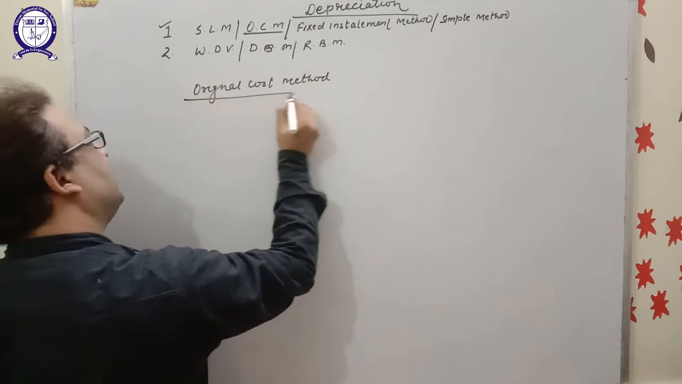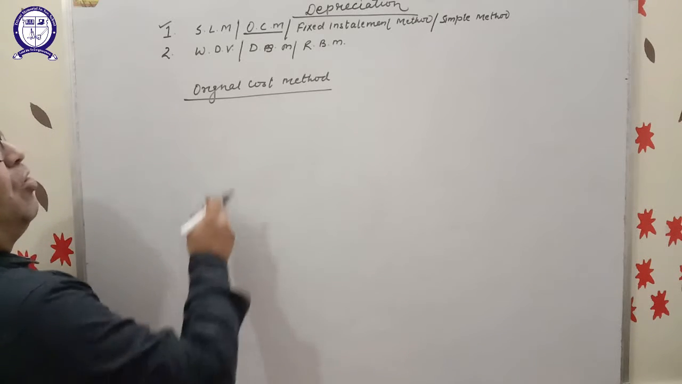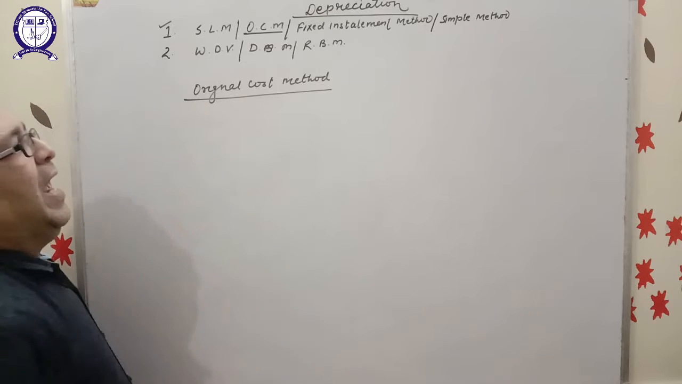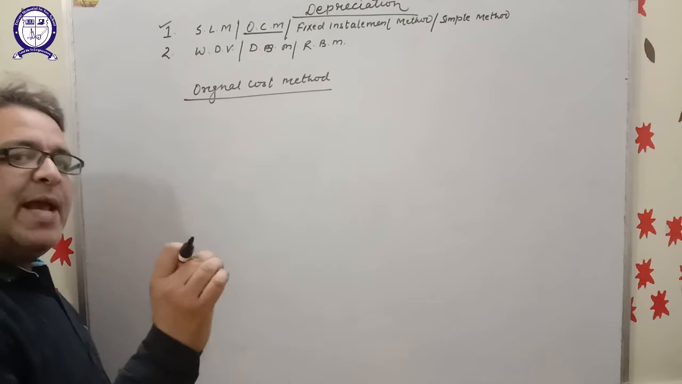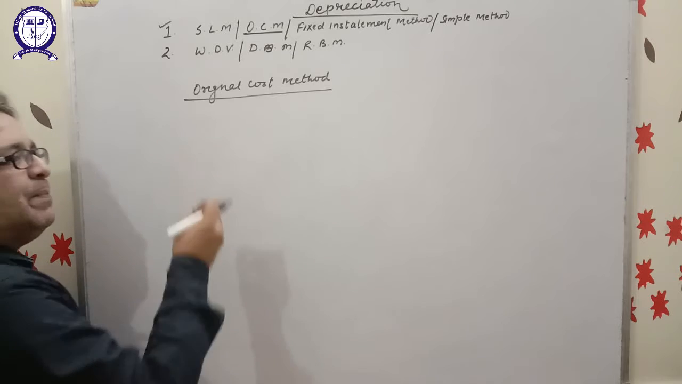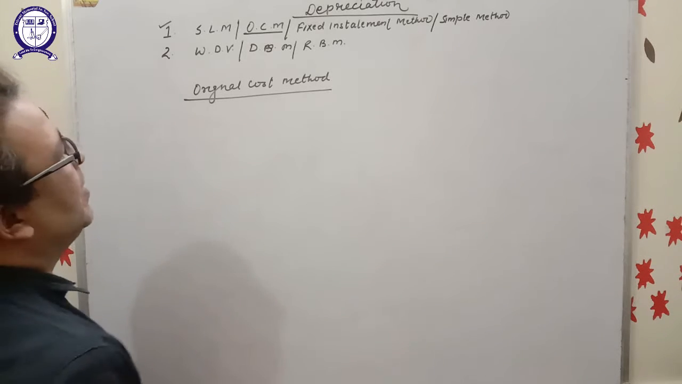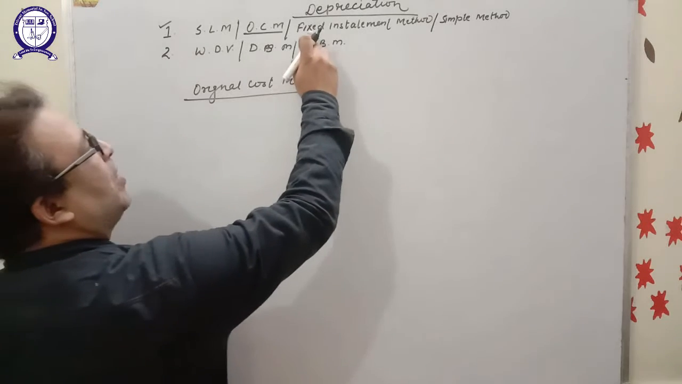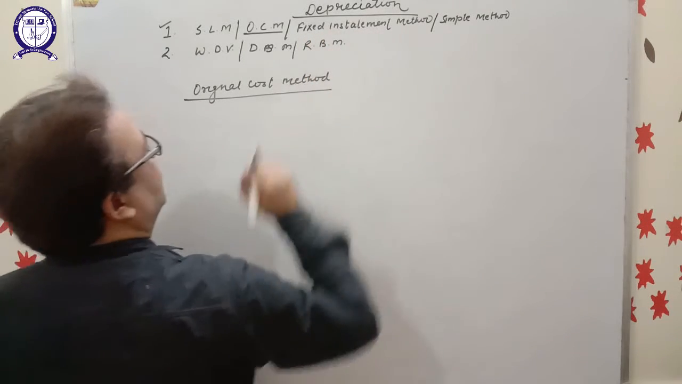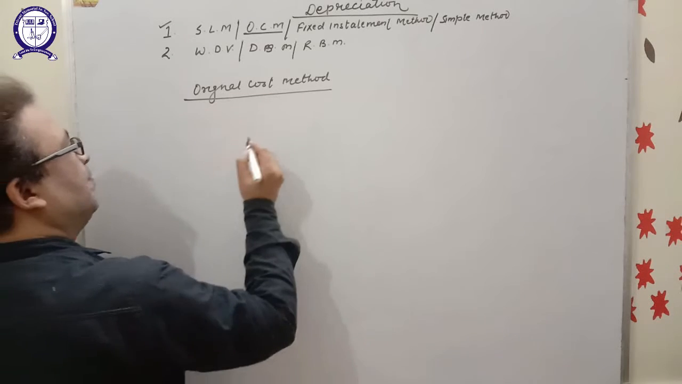In this method, depreciation is charged on assets on its original cost, and the original cost is the same for every year. That's why the amount of depreciation will remain the same every year. That's why it is also called fixed installment method. So how to calculate depreciation in this method?